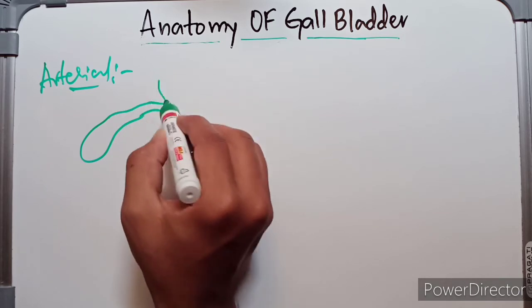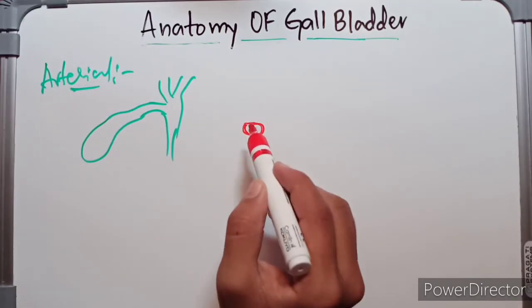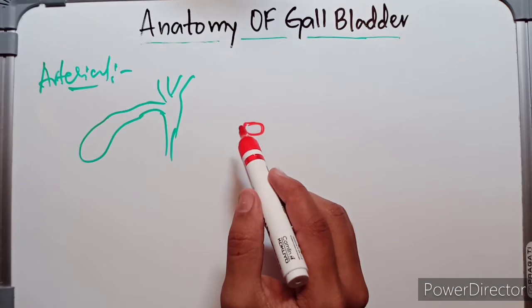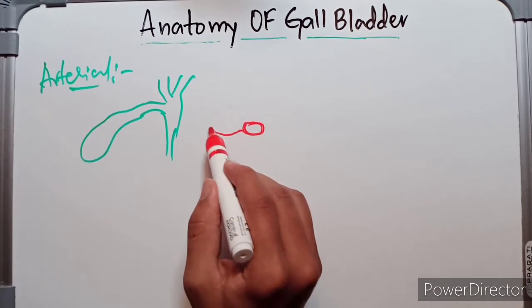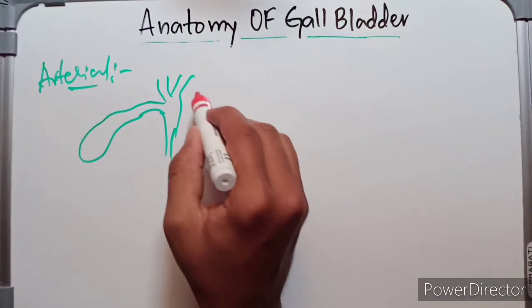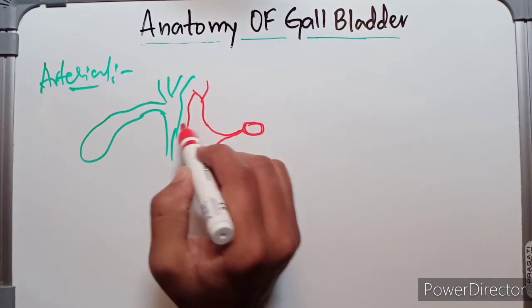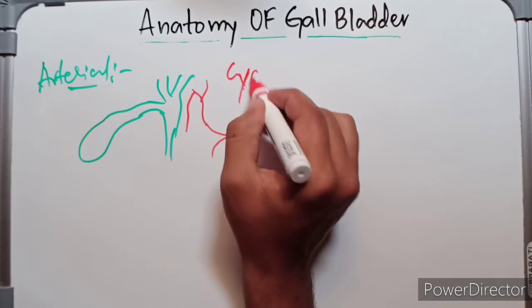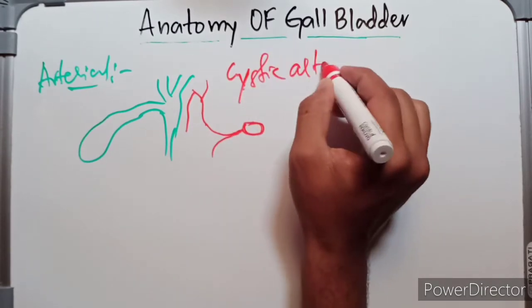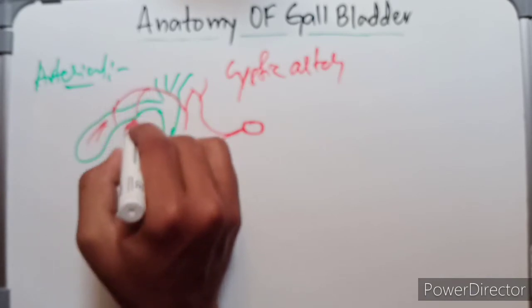It has a cystic duct joined by the right and the left hepatic ducts to form the common hepatic duct. So what happens? A branch from the celiac trunk called the common hepatic artery will divide into the hepatic artery and the gastroduodenal artery. This hepatic artery will divide into the right hepatic artery and the left hepatic artery, and from the right hepatic artery a small branch called the cystic artery will supply the gallbladder with its descending branches.